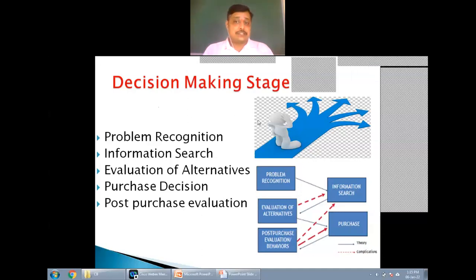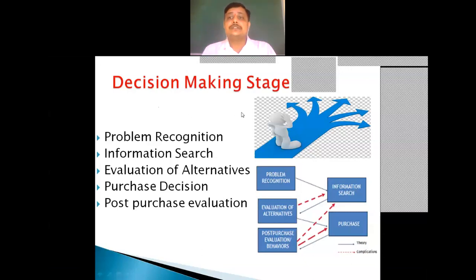So, the decision making stage. To begin with, the first thing is problem recognition. These are all things like strategic management. You're creating your own strategies, and on those strategies you will take your decision: which product, which brand, what quality, and how much quantity you need to buy.